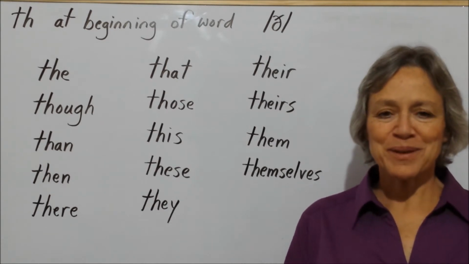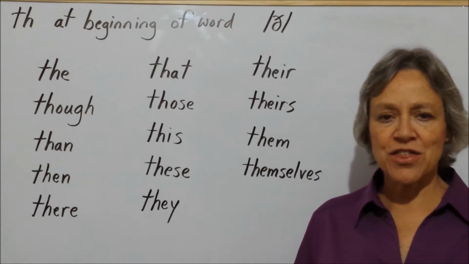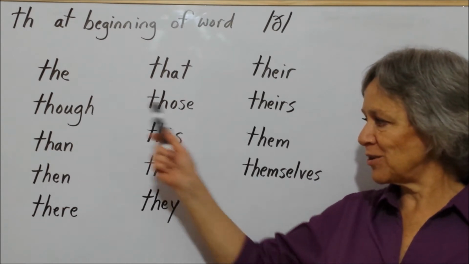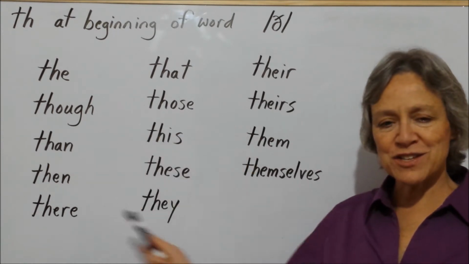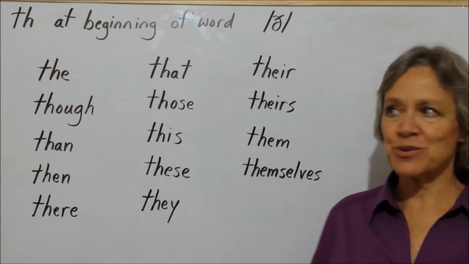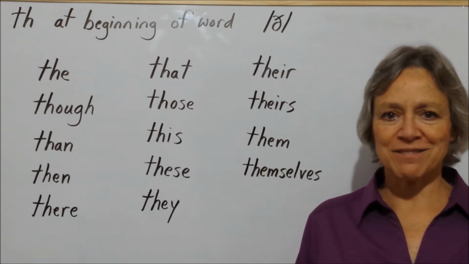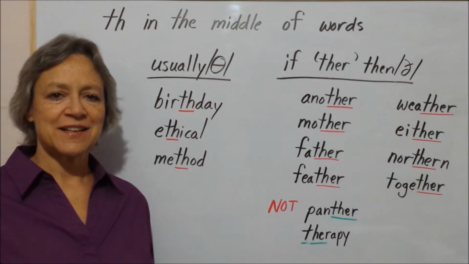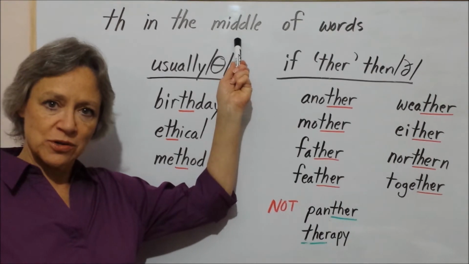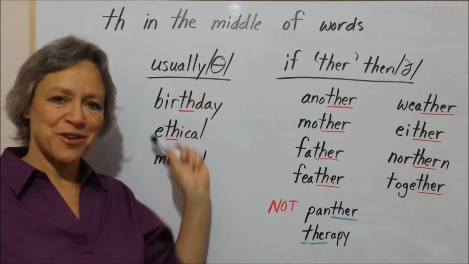So another tip to help you recognize whether you should pronounce the voiceless th sound or the voiced th sound is to try to determine whether the word is a function word. If it's one of these function words, then the sound is the voiced th. Let's move on and look at some TH sounds in the middle of words. TH in the middle of words is usually pronounced with the voiceless sound th. And here are 3 examples.